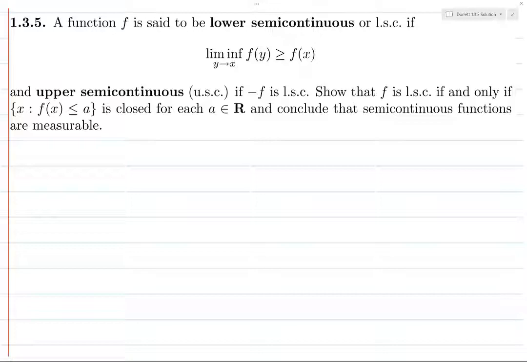Alright. So we're talking about lower semi-continuous functions. So we want to show that a function is lower semi-continuous if and only if this condition holds.